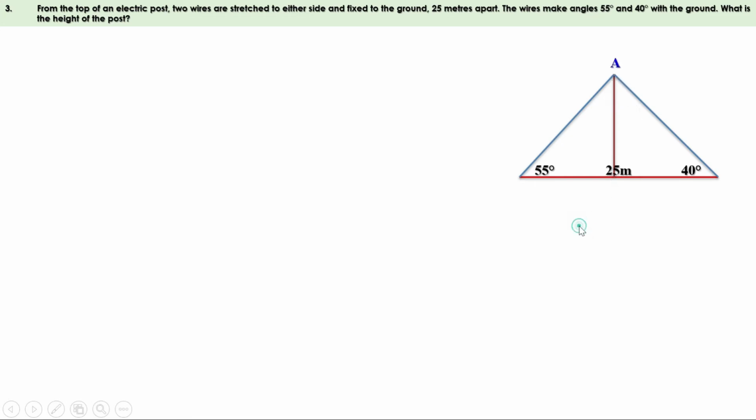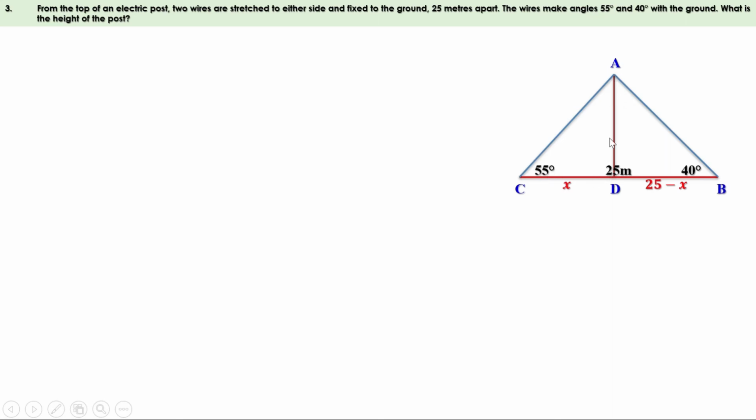Let us give a name for this triangle. Let it be ABC, and let this point be D. The distance between these 2 points is 25 meters. Let the length of CD be x. Then the length of BD is 25 minus x. We need to find the length of AD.